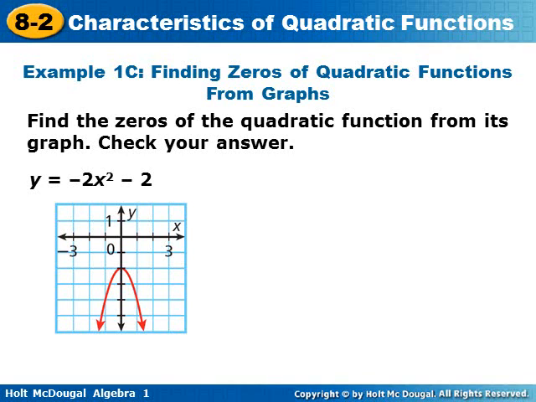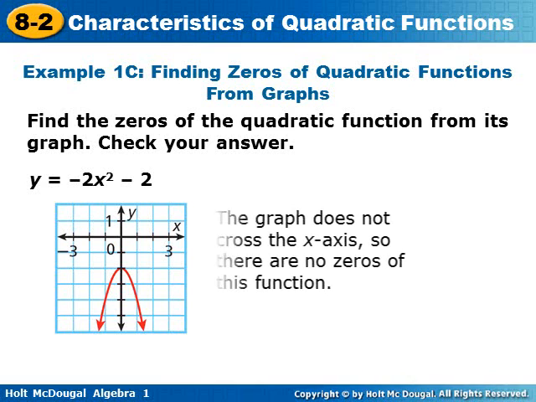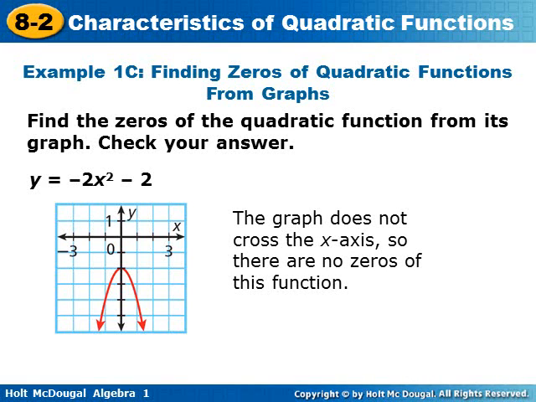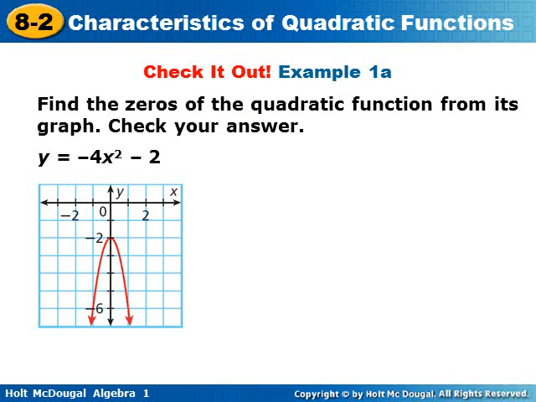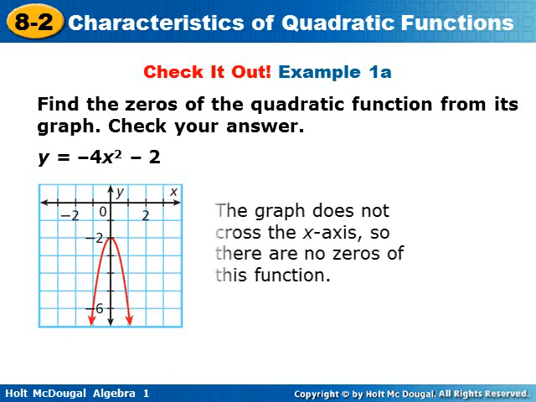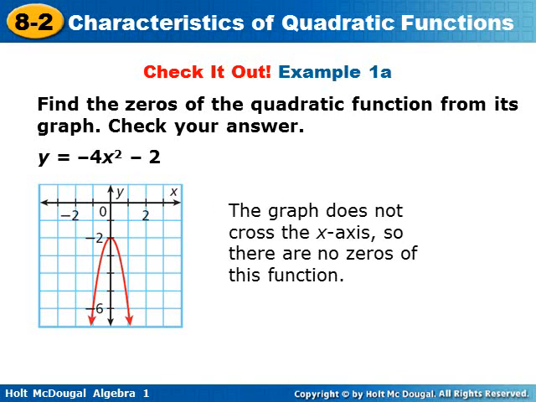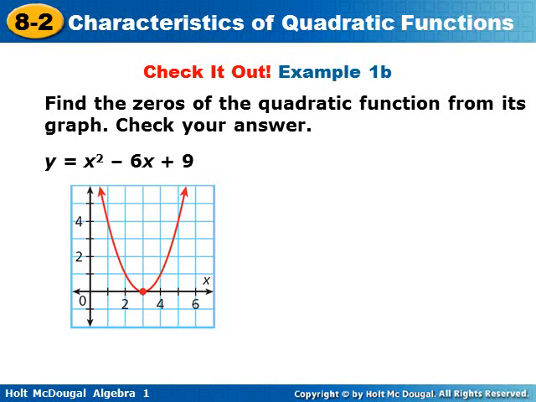Find the zeros of the quadratic function from its graph. Check your answer. The graph does not cross the x-axis, so there are no zeros of this function. Find the zeros of the quadratic function from its graph. Check your answer. Here's one for you to try and then you can check back. The graph does not cross the x-axis, so there are no zeros of this function.